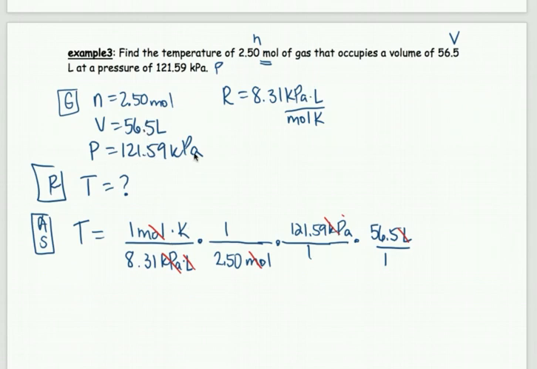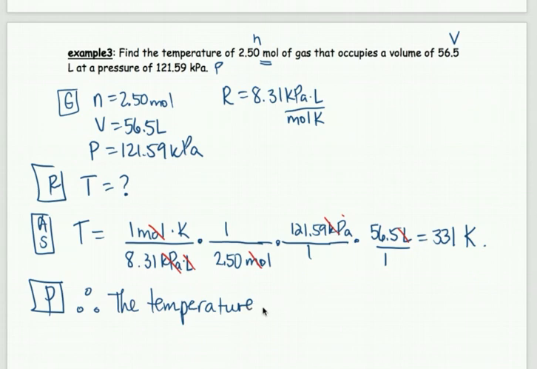Okay, so if we calculate this out now, we'll end up with 330. So we have 3 digits, so 331 kelvins, like that. And I will do the therefore statement. So therefore the temperature of the gas is 331 kelvins, like that.